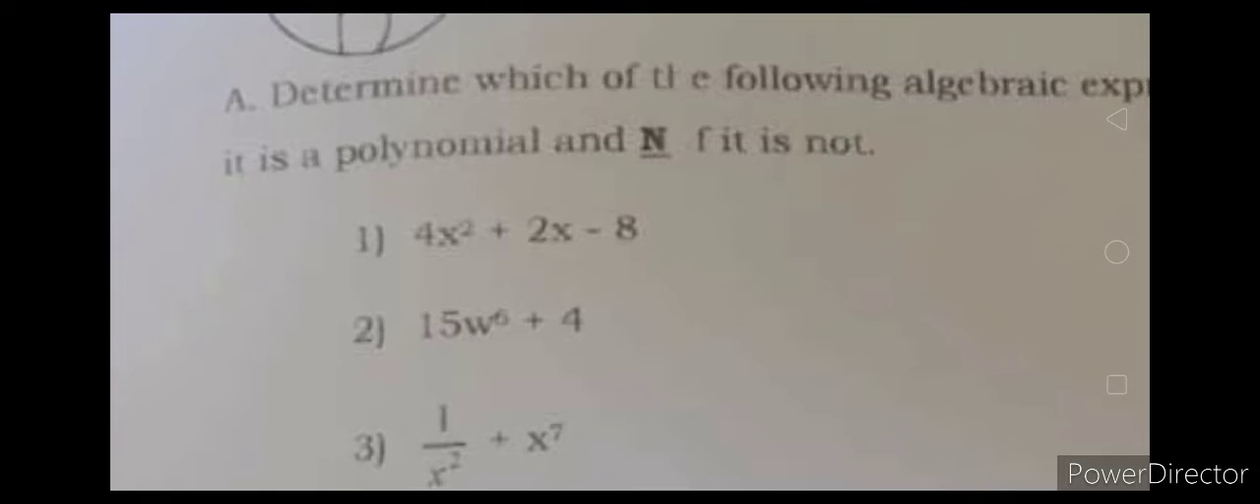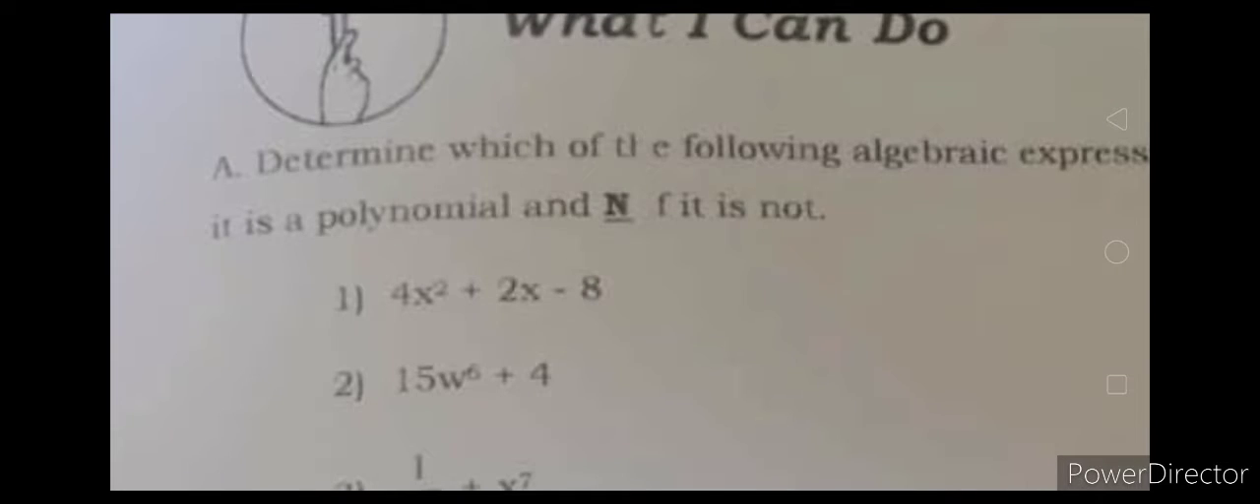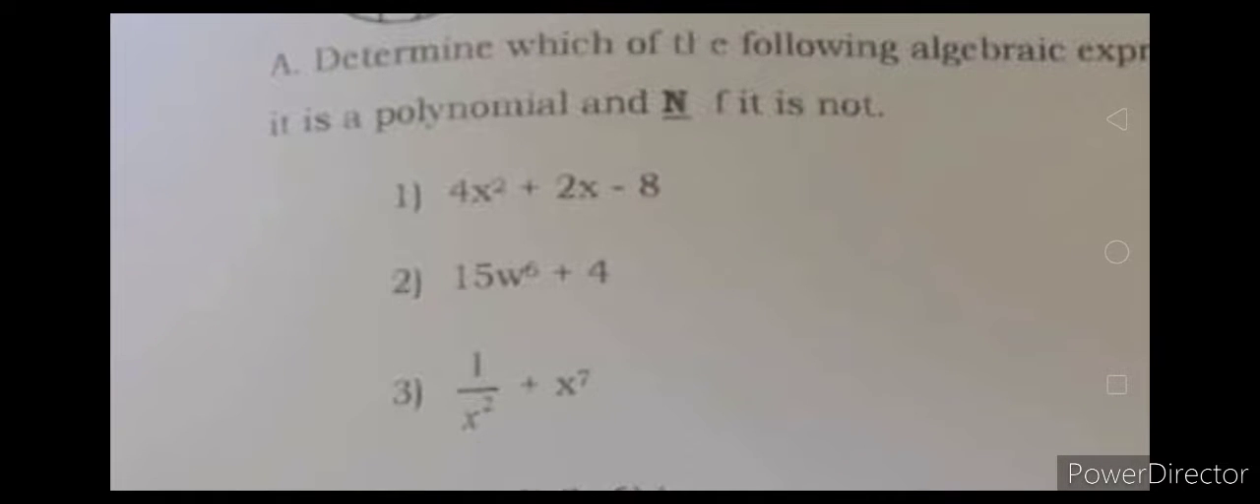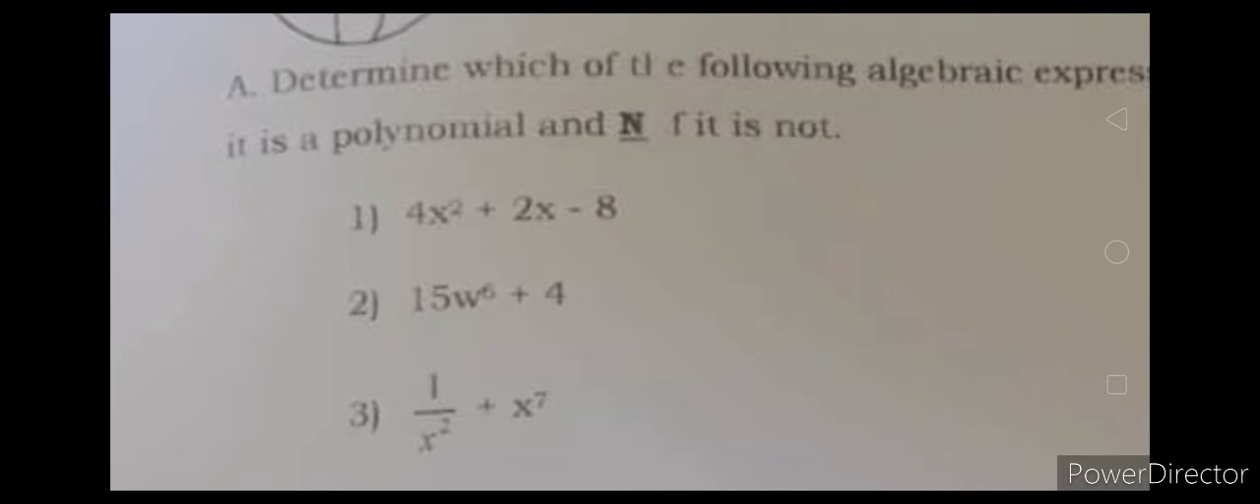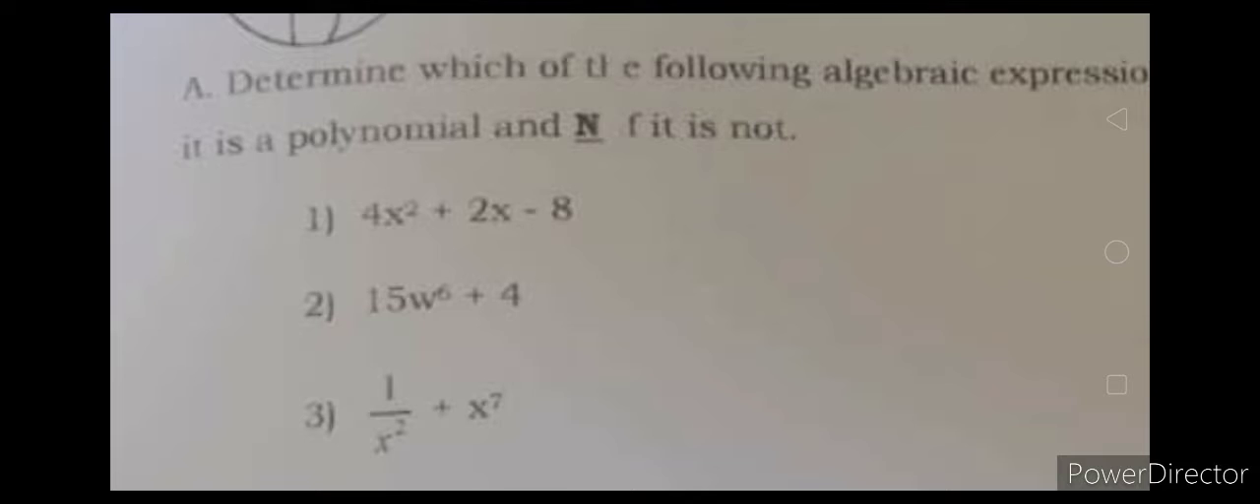For example, number 2, 15. Kaya kagaya ng number 2 natin, 15w raised to 6 plus 4. Ang exponent dira is 6. So, amo na siya. So, condition to identify if it is a polynomial or not. Ang number 1, exponent should be non-negative. Dapat, tanan nga exponent niya positive.